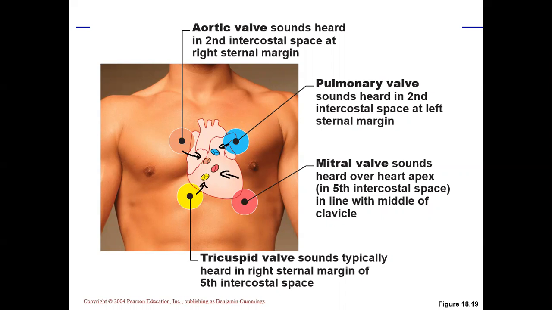So the semilunar valves, the pulmonary semilunar valve and the aortic semilunar valve, are these. This one is the pulmonary semilunar valve. This is the aortic semilunar valve. Again, we call them SL valves. You have to place the stethoscope in the second intercostal space between the ribs, on the left and the right sternal margin. The sternum is the flat bone right in the middle of the chest. You put it on the right, you put it on the left.